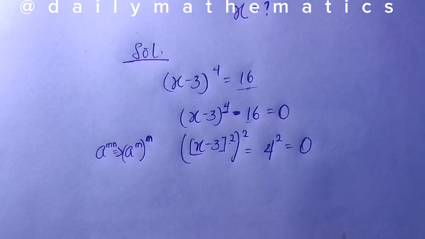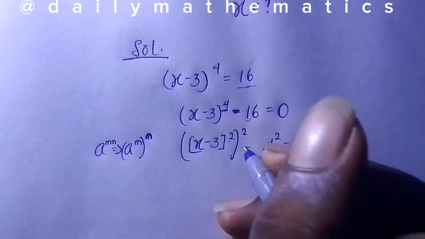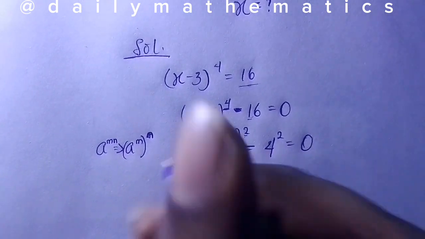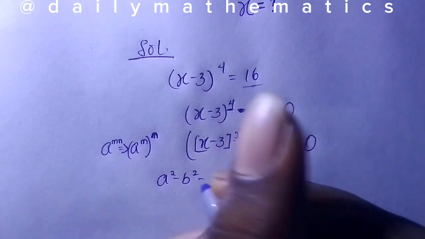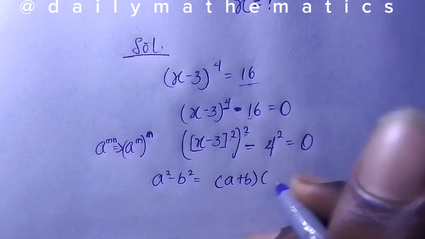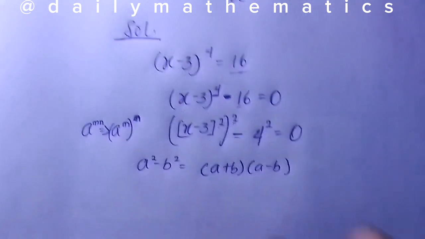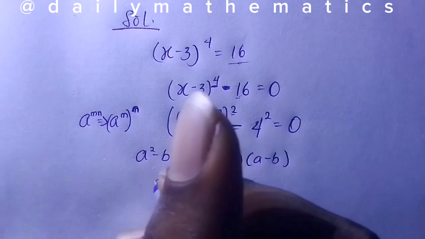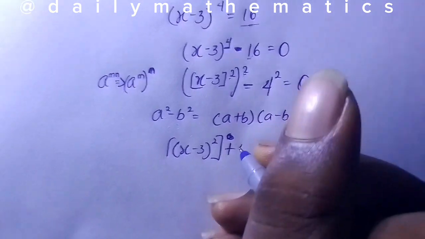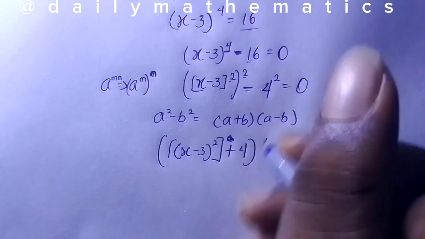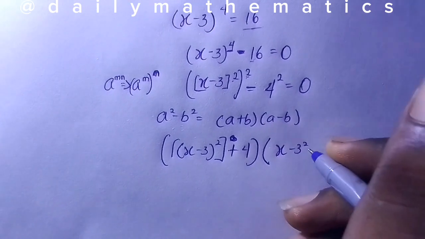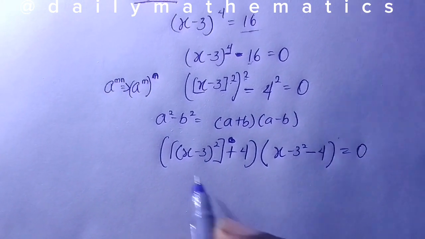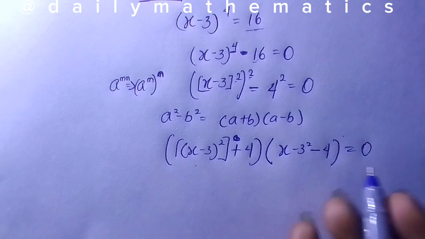So what's the next thing we're going to do? From here, this is (x − 3)^2 squared minus 4 squared equals 0. So from here we have a difference of two squares. When we have a^2 − b^2, it equals (a + b)(a − b). That's the difference of two squares. So what this means is we have ((x − 3)^2 + 4)((x − 3)^2 − 4) = 0.